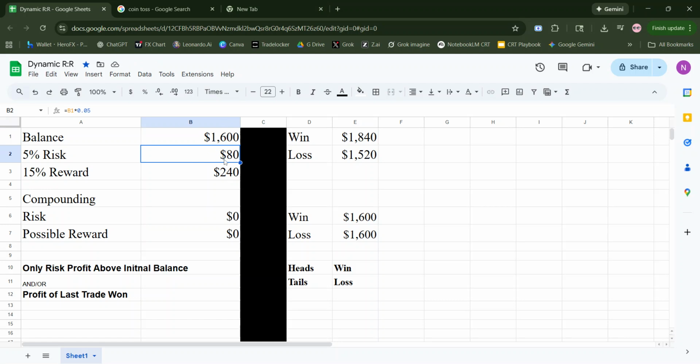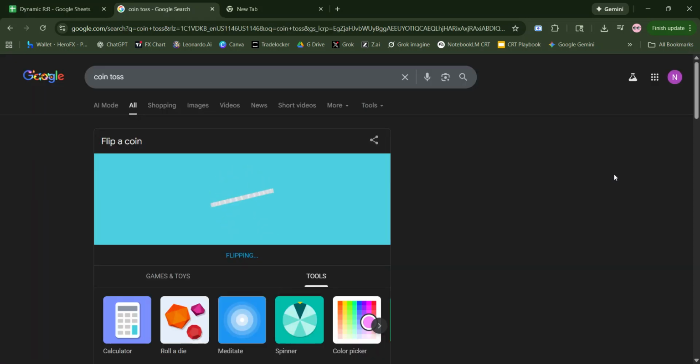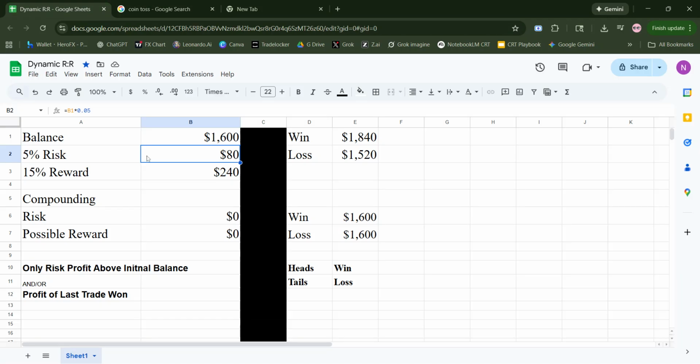So now I'm risking 5%, which is $80. So let's go ahead and take another trade. Finally a loss. Now I'm not happy about that, but I want to be realistic at the same time. You're not going to win every trade. So our loss balance is right here. We lost the 5%, so we're at 1520. We're still up over 500 bucks though on the account.